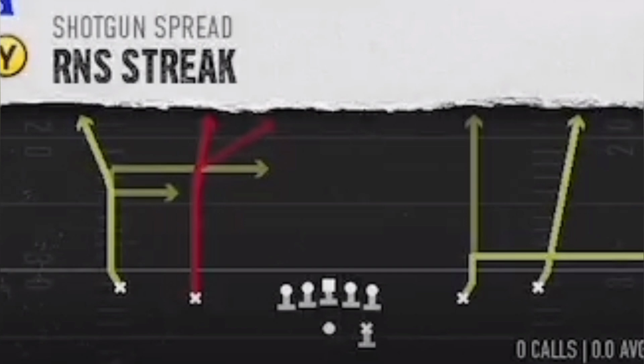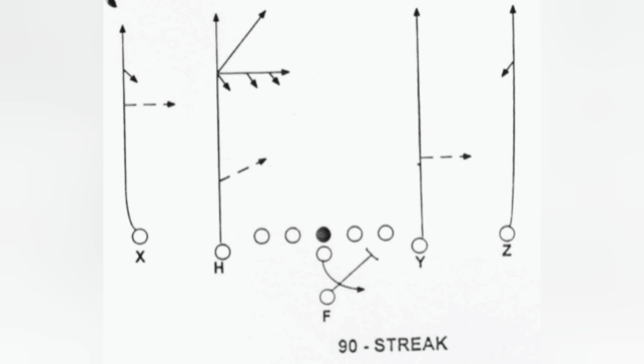This is run and shoot streak, or what we would call it in the run and shoot, 90 streak or 91 streak, depending on if you had it flipped. On the play side, you have Z on a fade and Y on a lock seam that will break out if he reads blitz. On the backside is where the fun happens. We have our inside streak read and our outside streak read.